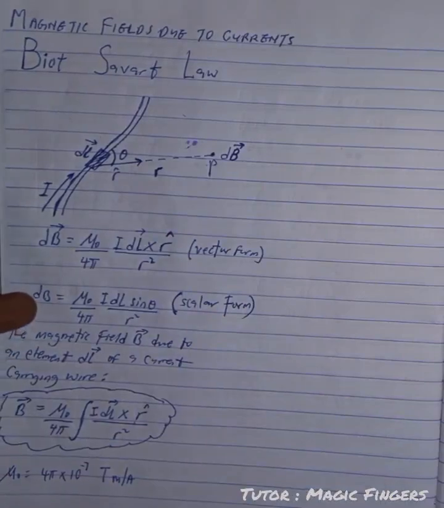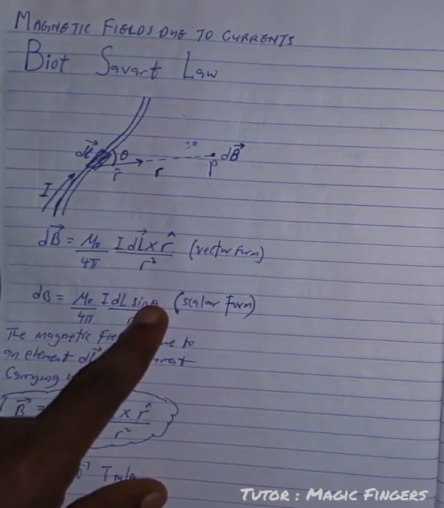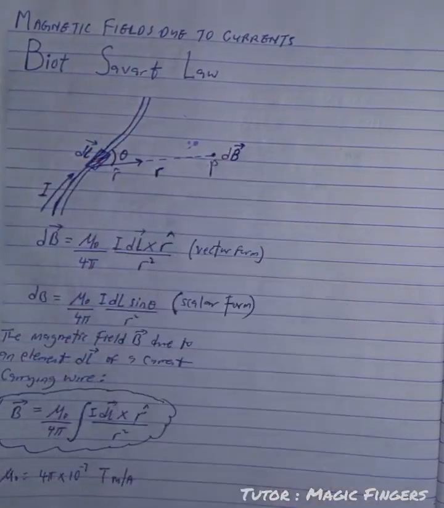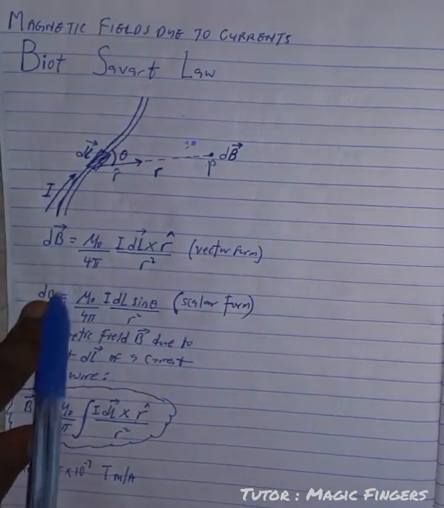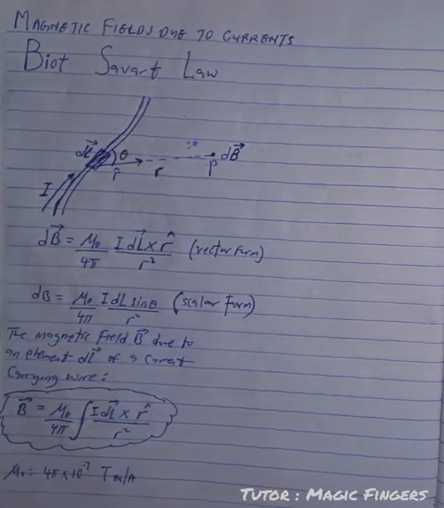So I can deduce from here that this magnetic field dB is proportional to the sine of the angle between this differential element and this point where we want to get the magnetic field. Also, we can see that the strength of this magnetic field dB is inversely proportional to r square. Are we together? So that is it.